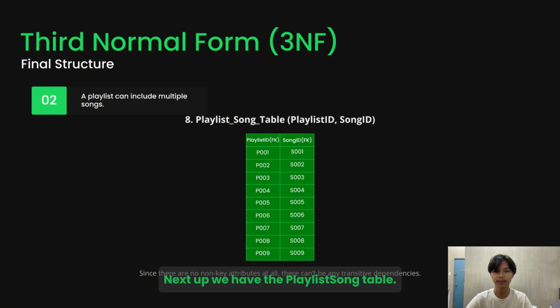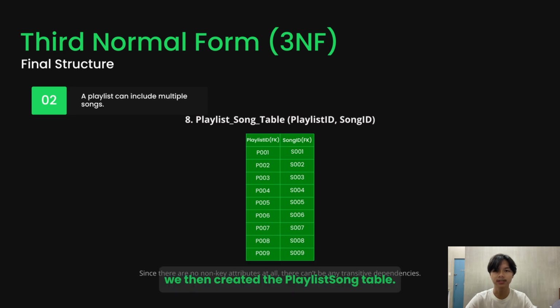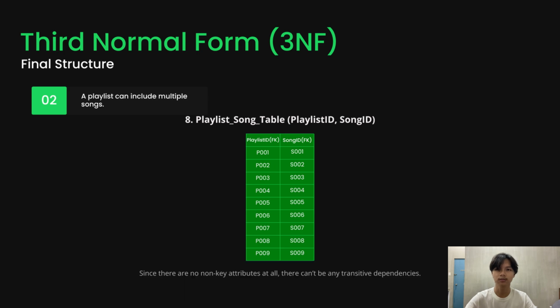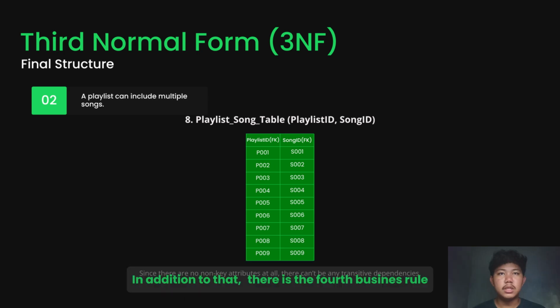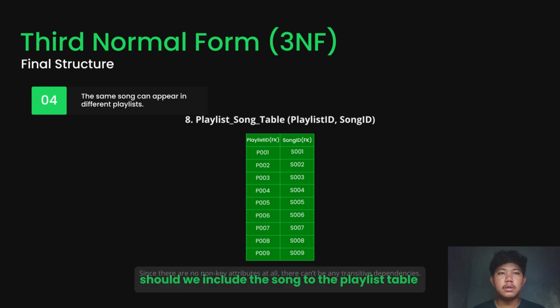Next up, we have the playlist song table. Now that we have a table to provide clear information about each playlist, we then created the playlist song table. We separated this table from the playlist table because according to business rule number 2, a playlist can include multiple songs. In addition to that, there is the fourth business rule: multiple users might have an identical song in their own playlist. Should we include the song in the playlist table, then we will have data redundancy and duplication.